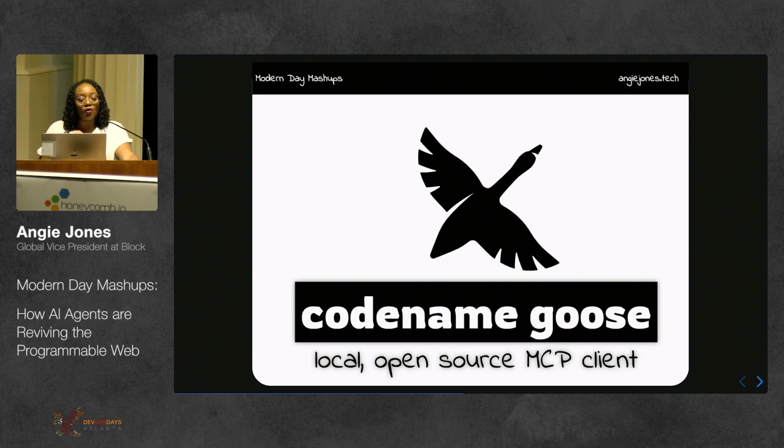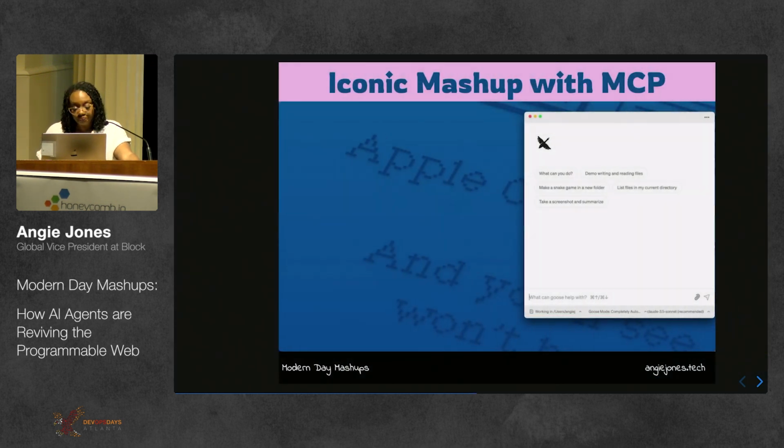But let's not just go off of hype. Let's look at some actual MCP mashups. So I'm going to use Goose, which is an open source AI agent, and it's built as an MCP client. That means it can work with any of the 4,000 MCP servers out there. It lets you choose your own LLM. So you're really seeing the full potential of MCP here.